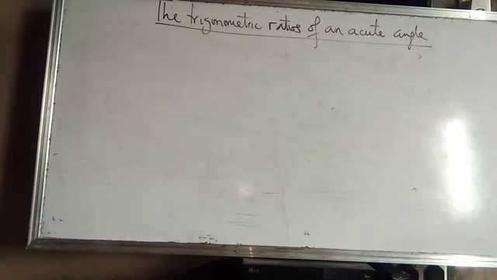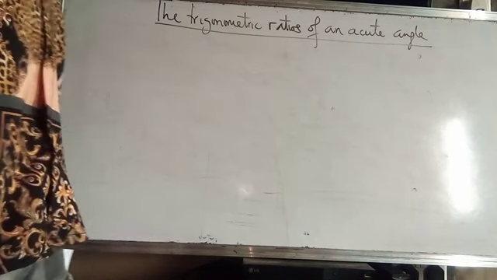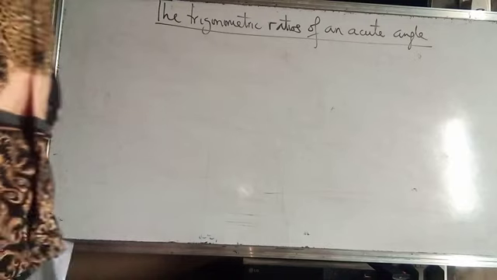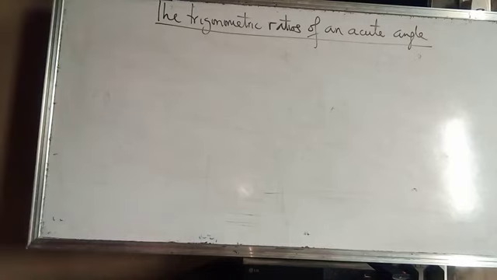Now, what is an acute angle? First of all, an acute angle, you could recall, is an angle that is greater than 0 degrees but less than 90 degrees.